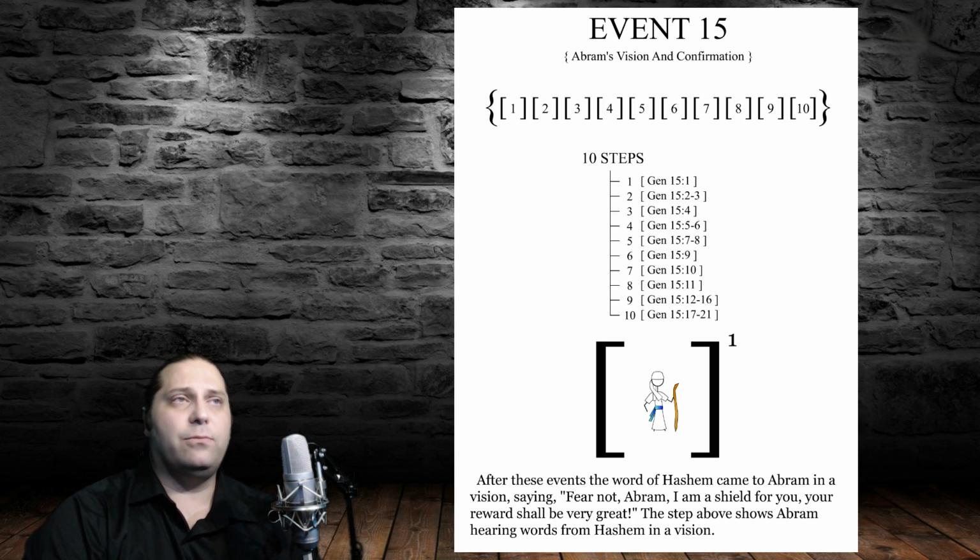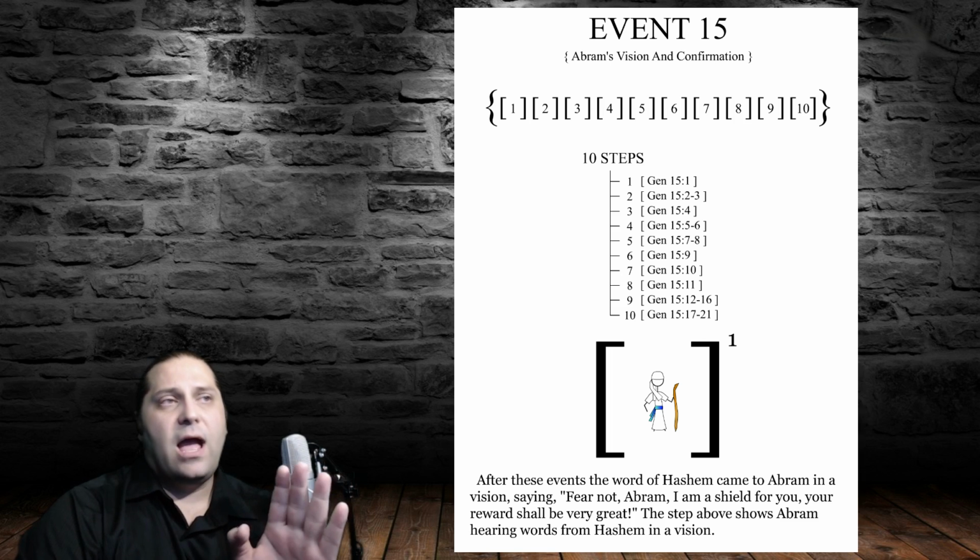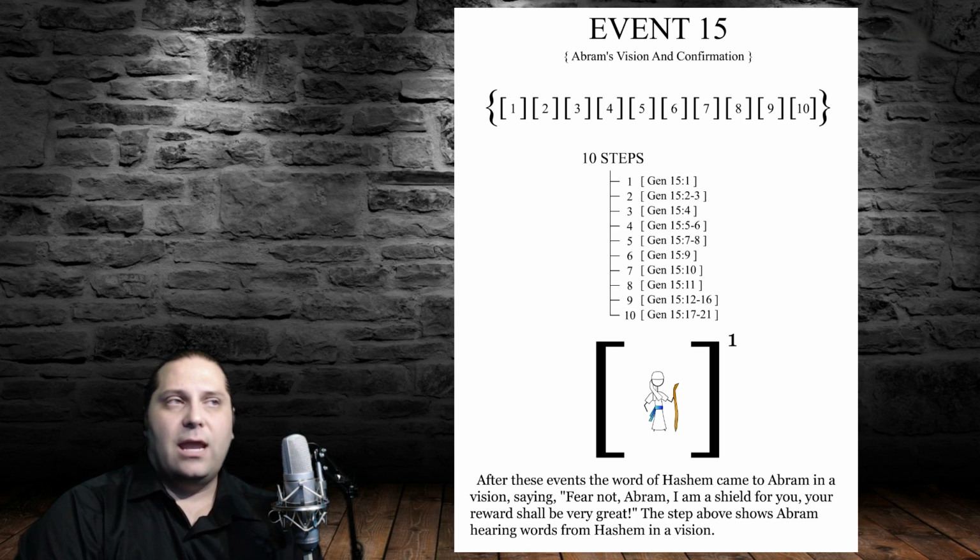Now for the first step, we see Abram standing there. The verse reads, "After these events, the word of Hashem came to Abram in a vision, saying, 'Fear not, Abram, I am a shield for you. Your reward shall be very great.'" The step above shows Abram hearing words from Hashem in a vision.